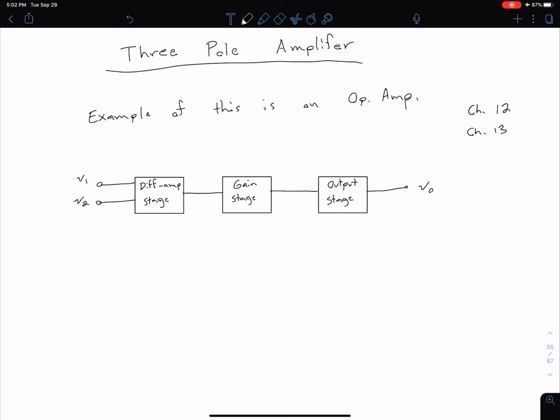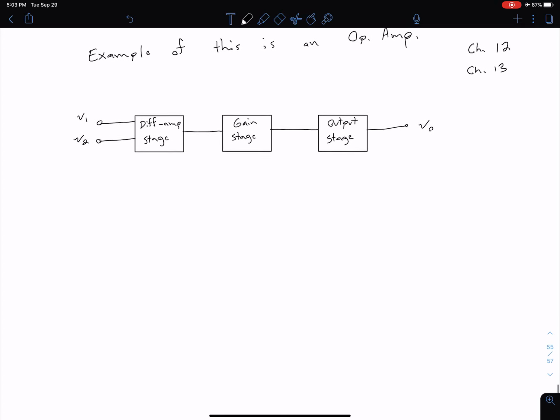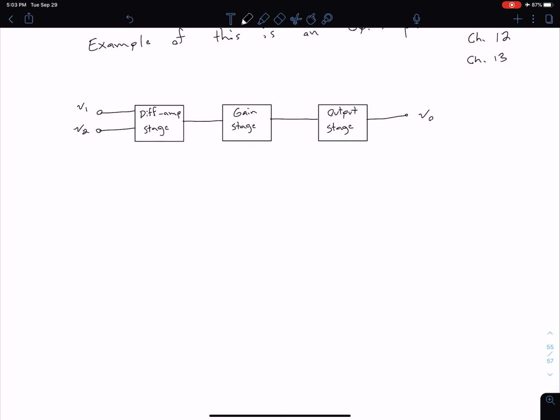Each of these stages is going to have an associated input resistance and some type of capacitance, which means each one is going to introduce a pole. So we're going to have 3 poles. So we can then express our open loop gain of the system. Our open loop gain can be given as A is equal to, and we're going to have 3 pole terms in the denominator now. And in the numerator, we're still just going to have this low frequency gain term, A naught.